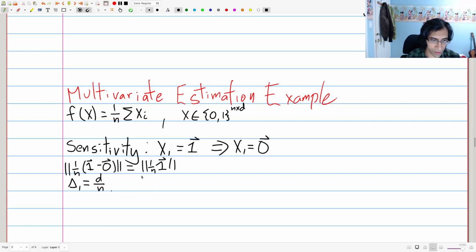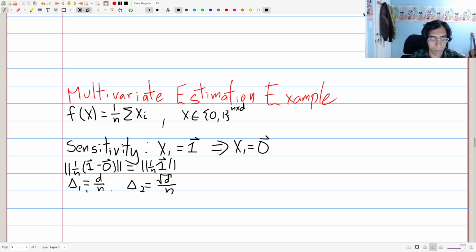On the other hand, what is the L2 norm of this vector? If you do the calculation, summing 1 squared for all of them and then taking the square root, I claim it is the square root of d divided by n.